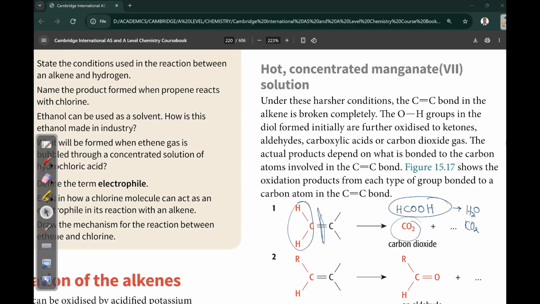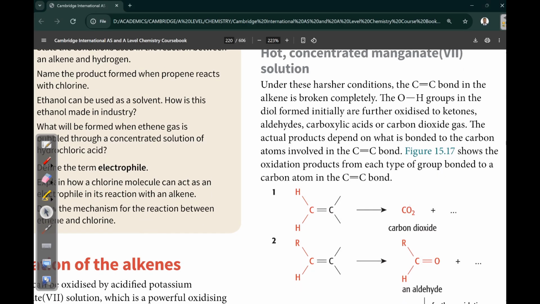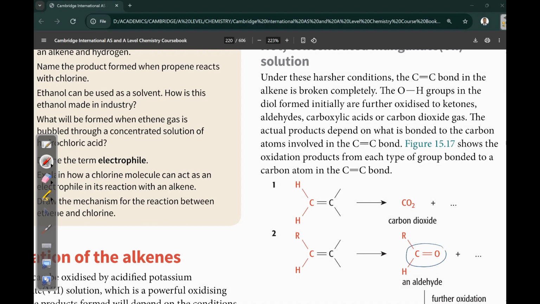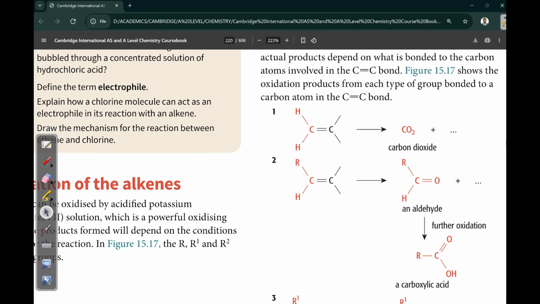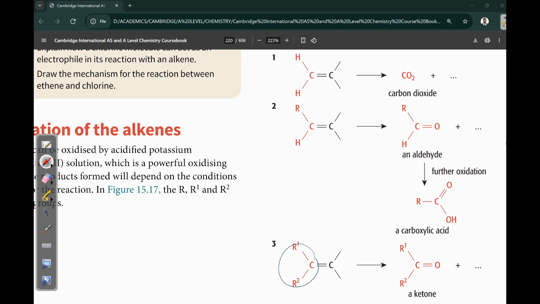Now, that is one. Then number two, if you have one alkyl group and then hydrogen, when this one is oxidized, first of all, you are going to form an aldehyde. And then an aldehyde is oxidized further to give us what? A carboxylic acid. You see that? We get a carboxylic acid. Then, if we have only alkyl groups connected to the carbon here, then when we break here and we oxidize this one, we get a ketone. You see that? Now, let's go back to what we are having here.